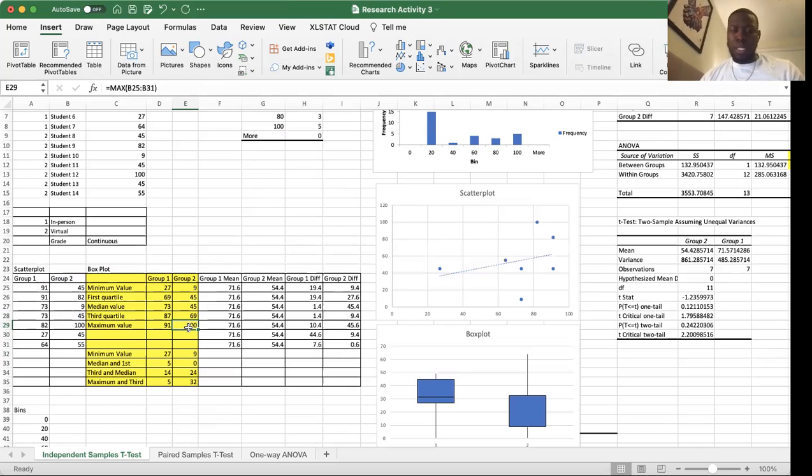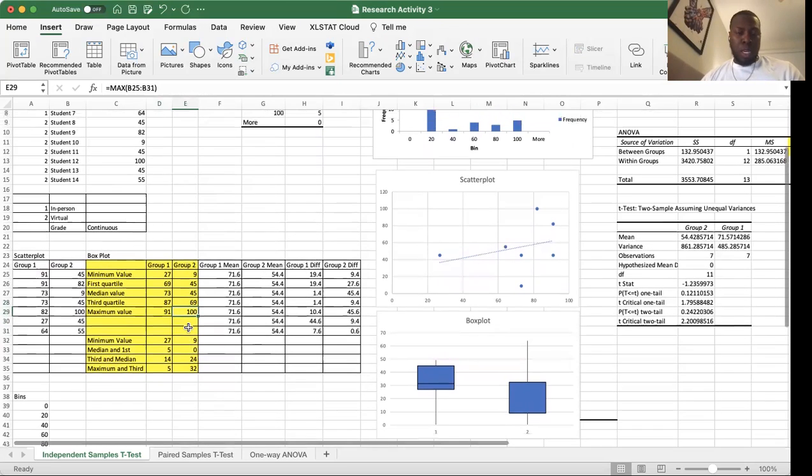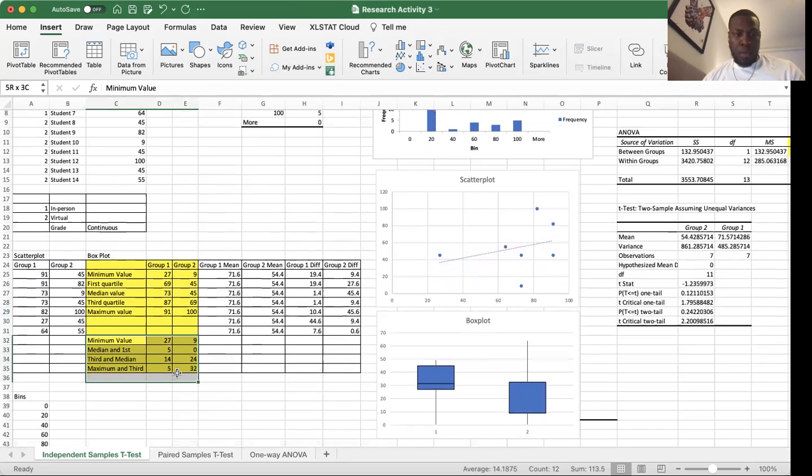Now that's not the information that I use for the box plot. So what I did do, down here, this part right here is the information I use for the box plot. So my minimum value for group one and group two, I just copied from here.